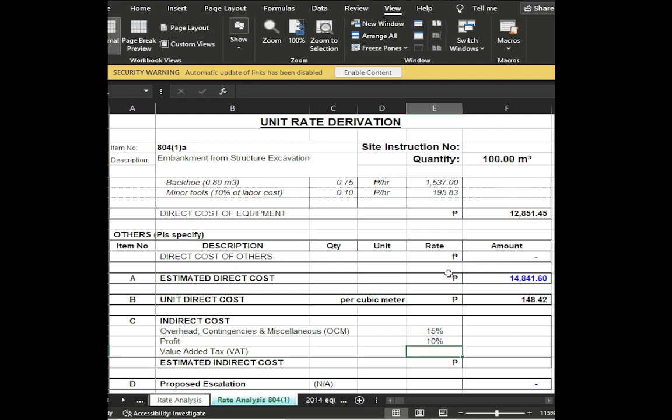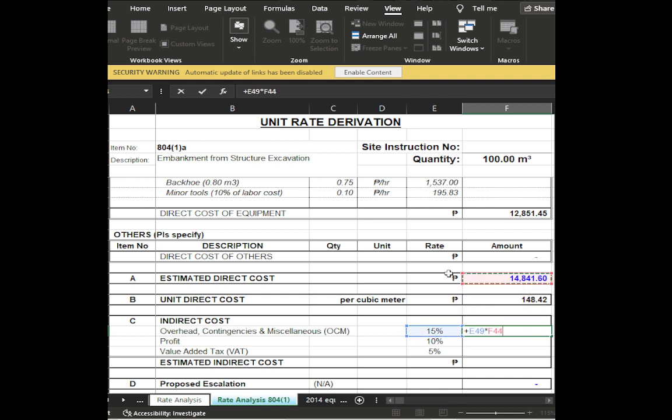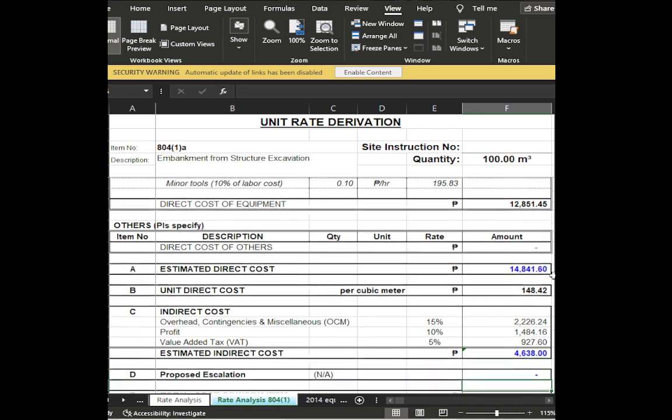So for the indirect cost, we have 15% again, guys, for the OCM. Then the profit is 10%. Then we have 5% value added tax. Then multiply again this one to the total direct cost. Then this one, 10% times the direct cost. This is the profit. Then the tax is the sum of the direct cost plus the OCM and the profit. So this one times this one plus this. Okay, so it's 927. So this is our total indirect cost, 4,631.